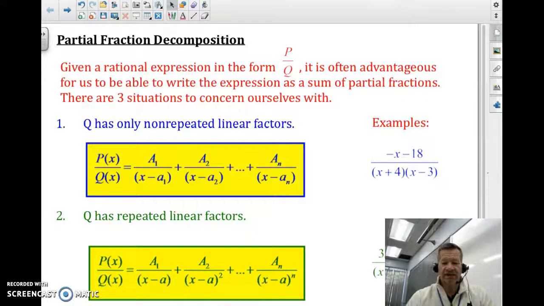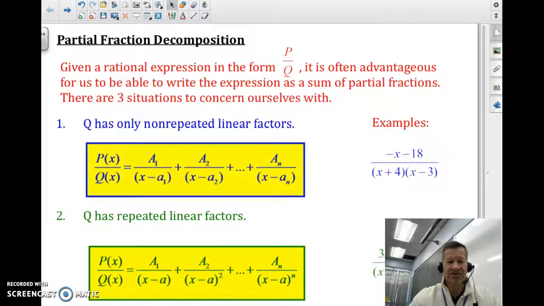When evaluating integrals in calculus of rational functions, it's often to our advantage to be able to write those rational functions in a simpler way. To do that, one method we have is called partial fraction decomposition. And that's what we're going to talk about today.